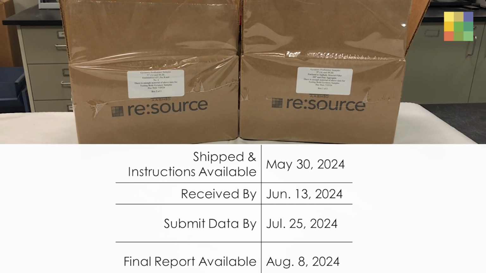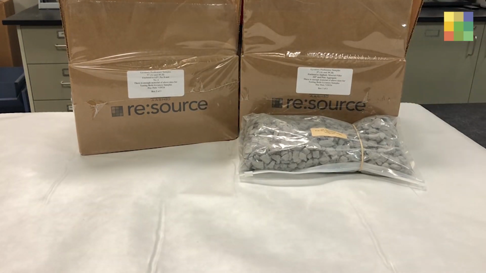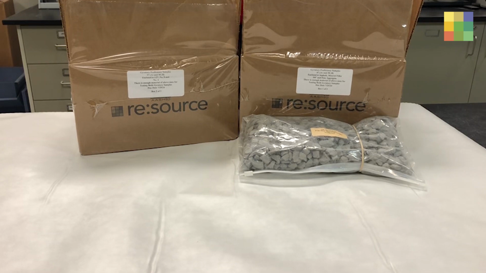Upon receipt of the boxes, carefully open them and check to see if the sample components were damaged in shipment or if one is missing. If you are missing any of the components described in this video or did not receive your samples by June 13th, 2024, please contact us immediately. You should find the following components in the sample boxes.